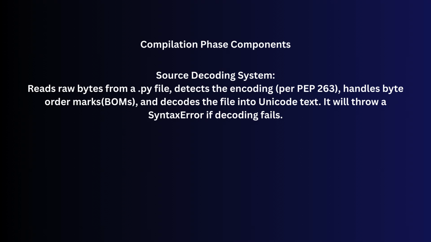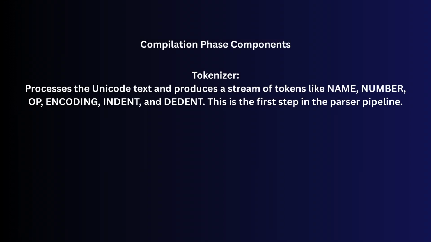The source decoding system reads raw bytes from a .py file, detects the encoding, handles byte order marks, and decodes the file into Unicode text. It will throw a syntax error if decoding fails. The tokenizer processes the Unicode text and produces a stream of tokens like name, number, op, encoding, indent, and dedent. This is the first step in the parser pipeline.